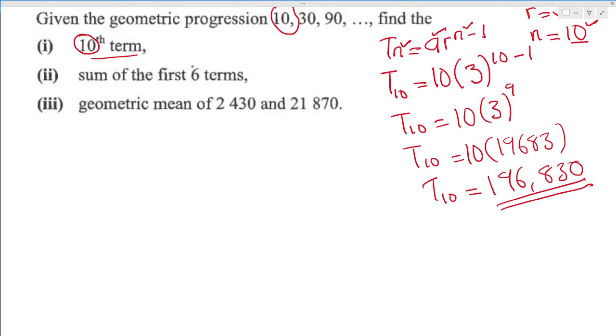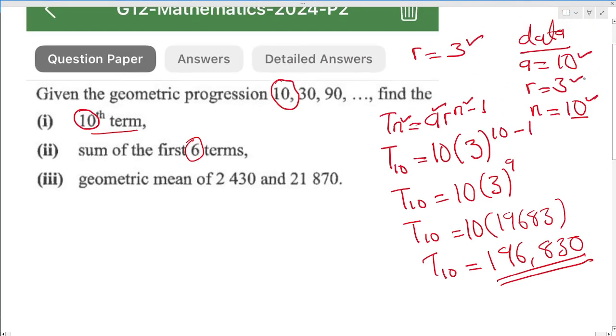Okay, we come to the next question, where they're asking us to find the sum of the first 6 terms. So the first thing you need to do is check what is your common ratio. Our common ratio is a 3. Remember, our common ratio is right here. It's a 3. So which formula are we going to use?